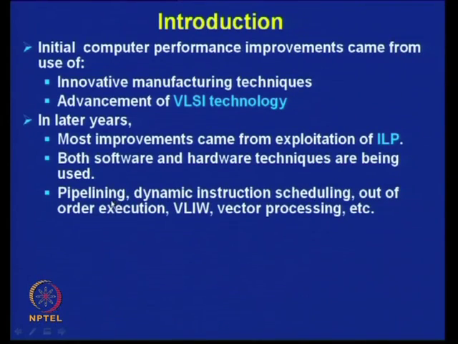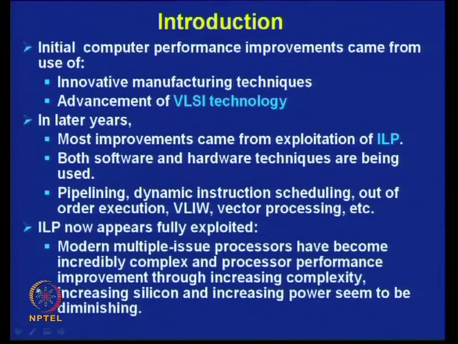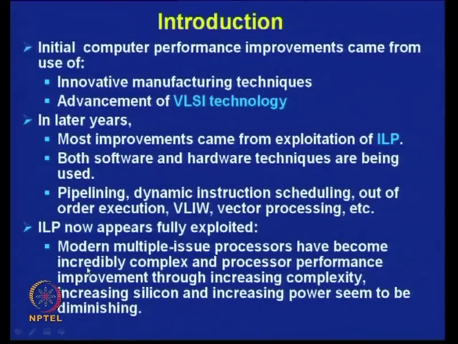Particularly in the last three lectures, we have discussed the Intel series of processors and how instruction level parallelism has been incorporated, starting with pipelining in different processors and leading to performance improvement. But it has now been recognized that instruction level parallelism is fully exploited. That means whatever performance gain is possible by exploiting instruction level parallelism is already done, and modern multiple issue processors have become incredibly complex.